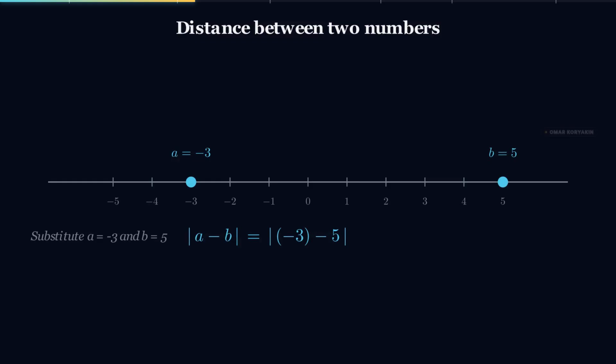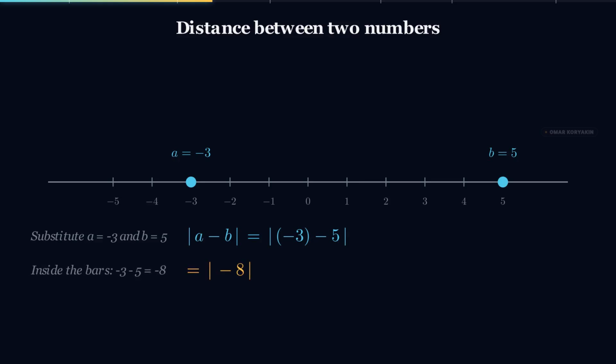Plug a equals -3 and b equals 5 into the formula absolute value of a minus b. We get the absolute value of -3 minus 5. Notice how the -3 goes inside the bars exactly as written, with parentheses to keep it visually separate from the minus sign that connects a and b. The label on the left says we are substituting the values of a and b into the distance formula.